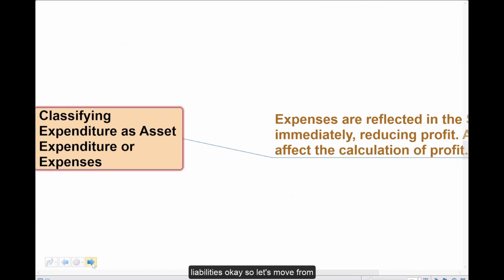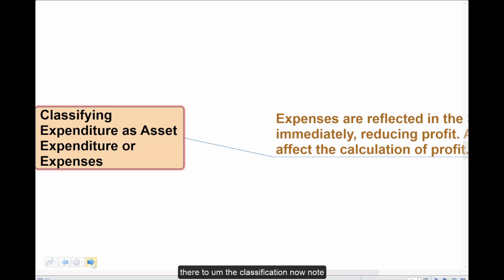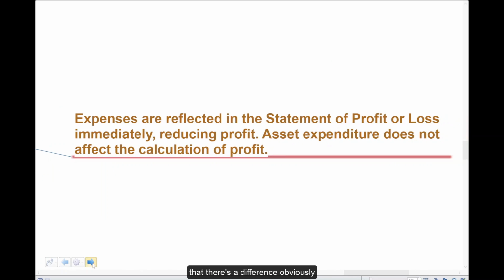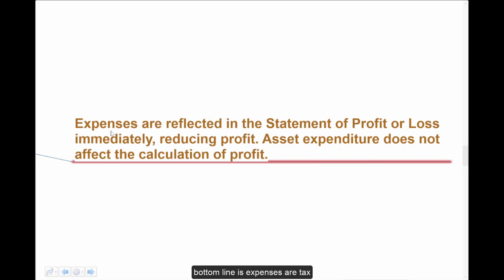Okay, so let's move from there to the classification. Now, note that there's a difference, obviously, between expending cash on expenses and expending cash on assets, because bottom line is expenses are tax deductible. You can deduct them from your revenues for the given period, thus reducing profit. But obviously, asset expenditure, buying a truck, buying another piece of machinery, certainly doesn't affect the calculation of profit, notwithstanding the fact that obviously our depreciation will increase.